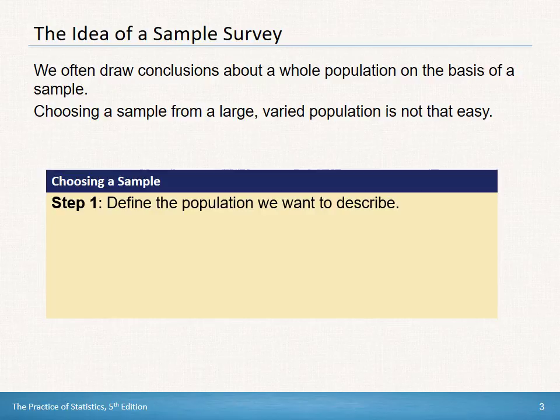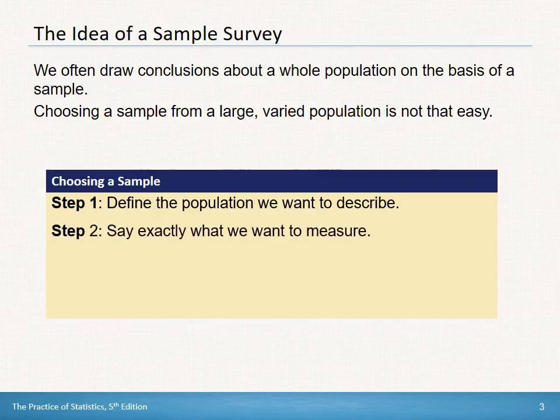If I want to know the heights of all students at K Park, then all students at K Park are my population. But if I only want to know the heights of male students at K Park, then only the male students are my population. So I'm not going to pick a sample from all of the students at K Park and get females in that sample if I only care about the males. So defining your population is important.